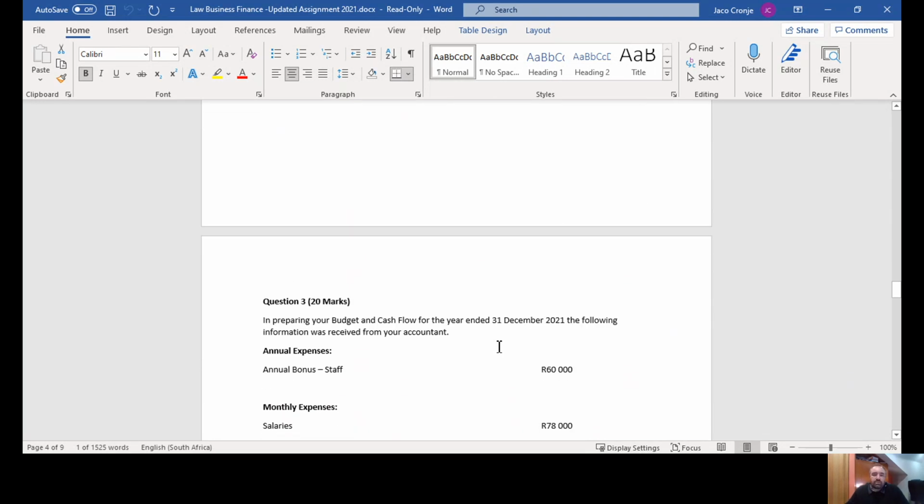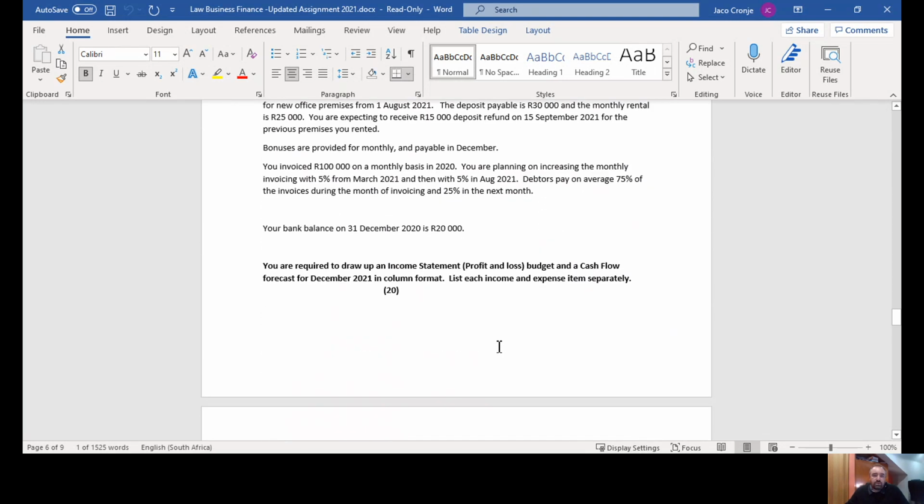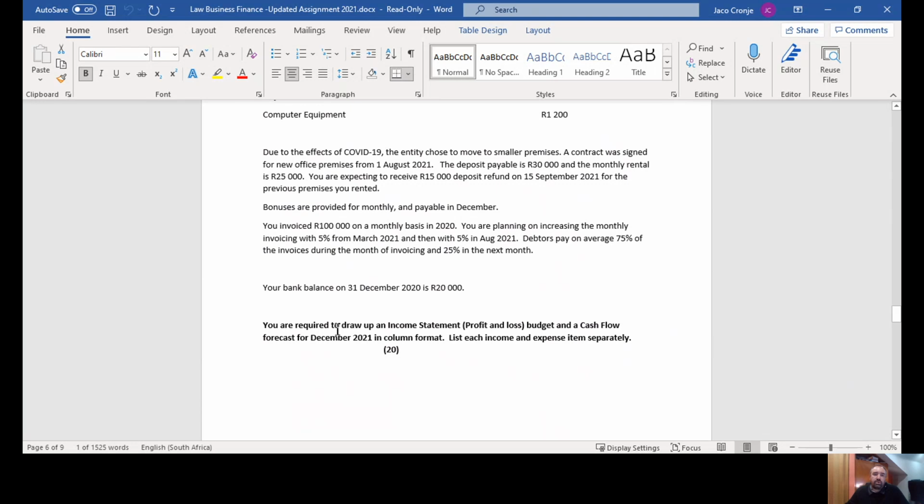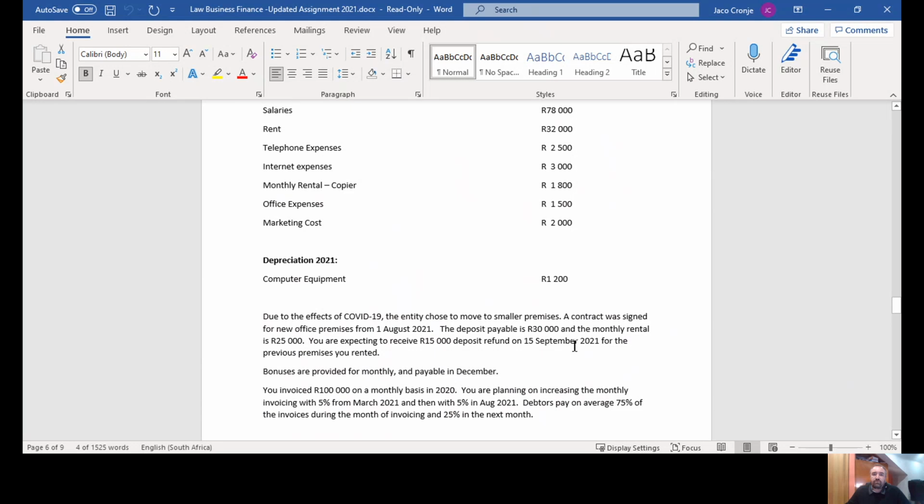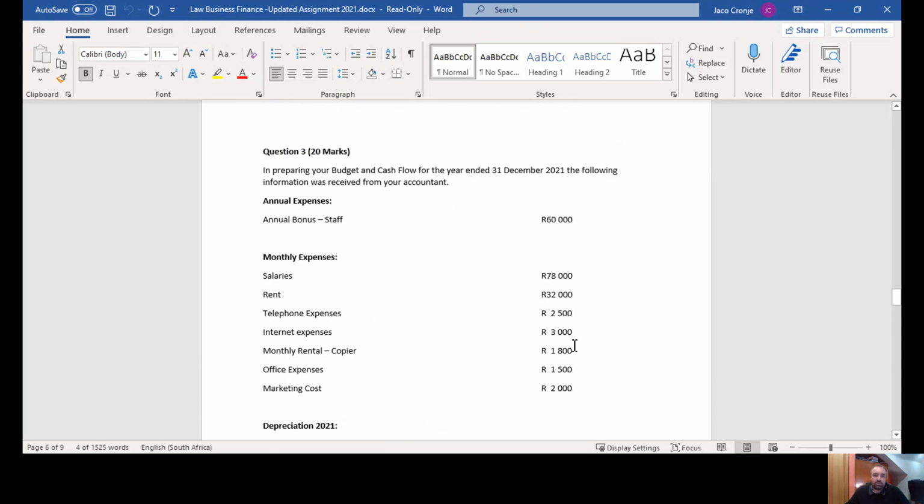Okay, let's move on to question 3. So let's first go to the required. It says you are required to draw up an income statement, profit loss budget. So it's an income statement budget and a cash flow forecast for December 2021 in column format. List each income and expense item separately. So on that, basically they want a budget and a cash flow in the format that we did the training example, and they say it's for the year ended.